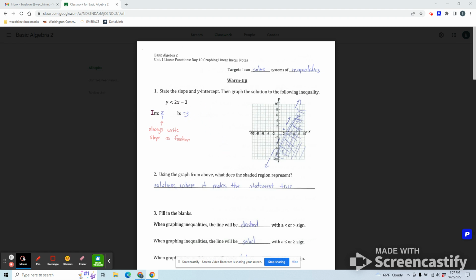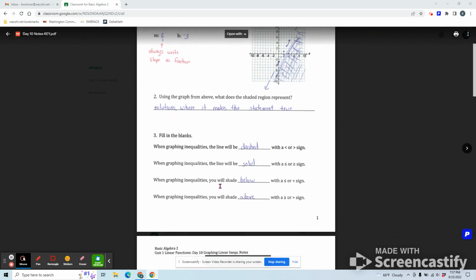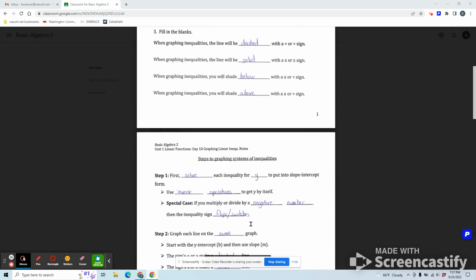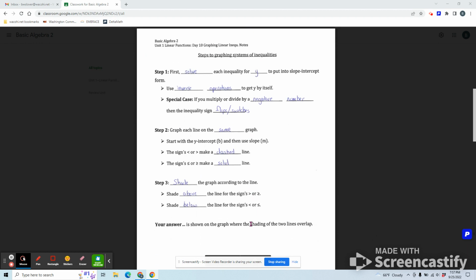So remember, your slope, to make it easier, should always be written as a fraction. That way you remember that you have to do two things, a rise and a run. And then down here, here's some more information that might be beneficial to you, but we're actually going to see it more on the next page. So if you didn't quite get it, that's okay.